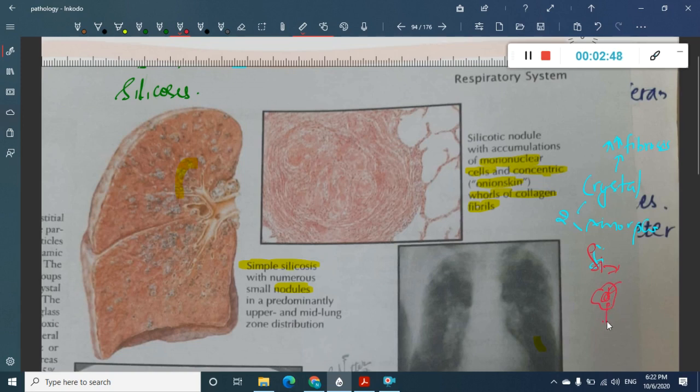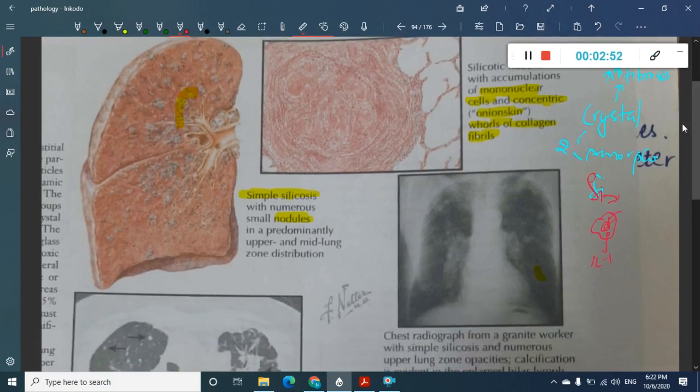These macrophages will activate interleukin 1, and once interleukin 1 has been activated, it will activate fibrosis and also necrosis. In the middle you will have necrosis, and the nodules which are seen are the silicotic accumulations with necrosis, which are obviously surrounded by fibrosis.